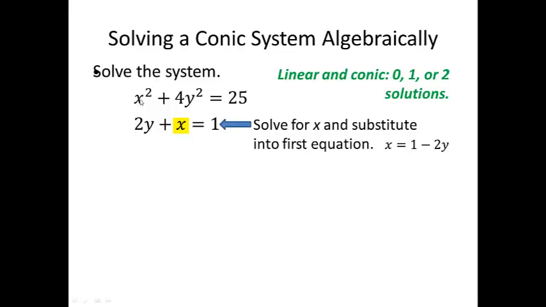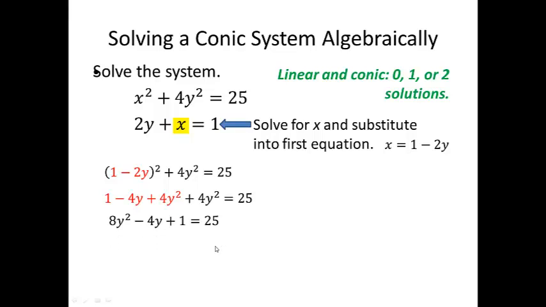And I'm going to put that up in the other equation. Always use the parentheses, put 1 minus 2y in here. Otherwise, you're going to forget to FOIL it. And then plus 4y squared is equal to 25, like up here. When we FOIL that out, we get 1 minus 4y plus 4y squared. If you don't believe me, you can write it all out and distribute all the pieces. Now we do all the algebra here, combine like terms, and I get 4y squared plus 4y squared, which is 8y squared, minus 4y plus 1 is equal to 25.